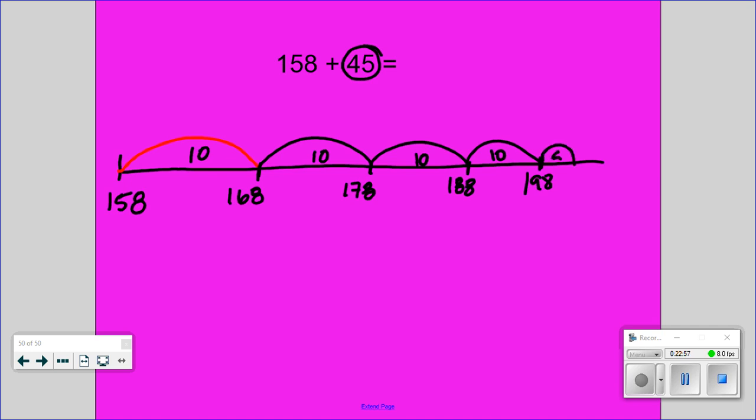This would be the perfect time to count on. 198, 199, 200, 201, 202, 203. Boom. Done. I didn't have to make any trades. I didn't have to expand. I didn't have to draw any base 10 pieces. Done.